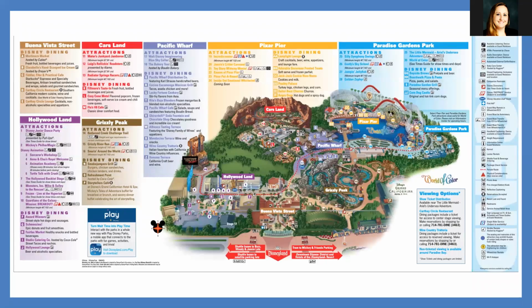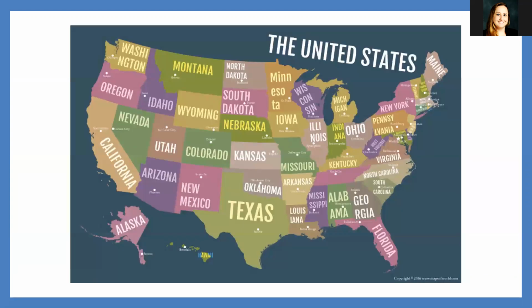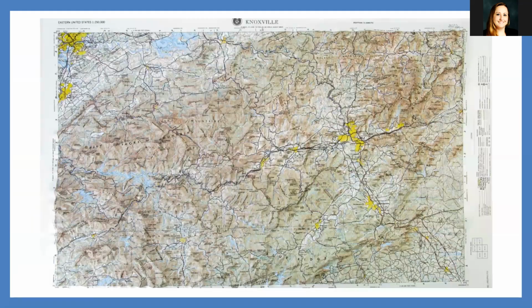Here is the Disneyland amusement park. Here is a state map of the United States with each corresponding capital. And here is a topographic map of Tennessee.